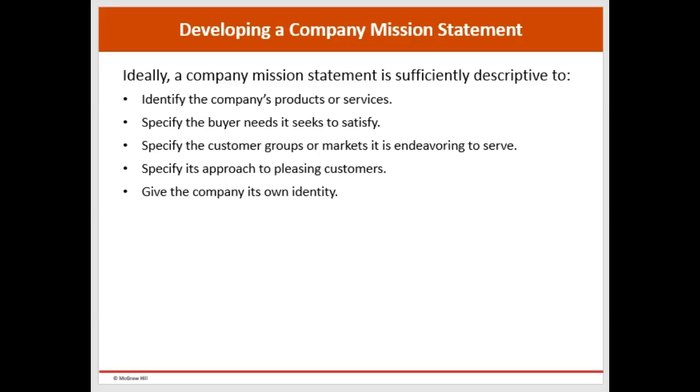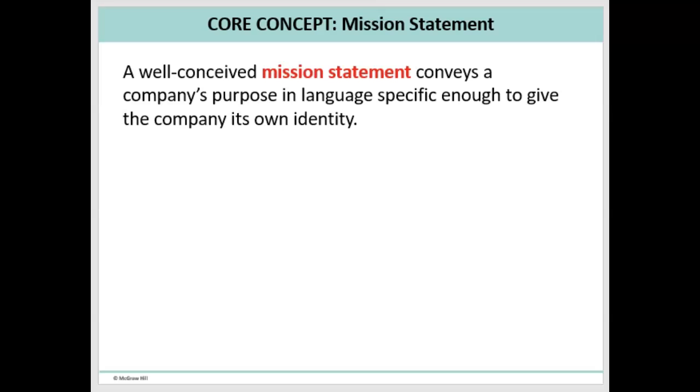So after the vision, we want to develop this company mission statement, right? The mission statement, ideally, is going to point out the company's products and services. It's going to specify the buyer needs that it seeks to satisfy, the customer groups or markets that it serves, and its customer approach, and it's going to give the company an identity. The next slide shows the core concept, which is all about the mission statement.